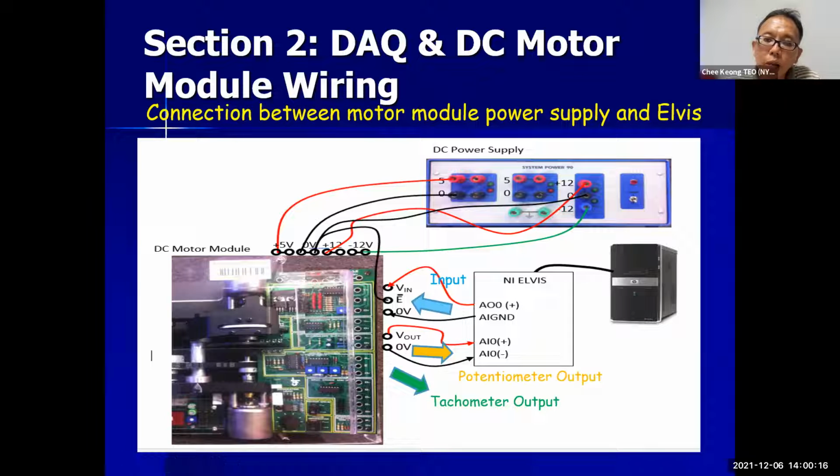Now, the overall connection between the motor module, power supply and LVs looks this way. In a nutshell, the power supply connects the plus minus supply voltage to this area here. There's also a 0 to 5 volt supply connecting to the logic inside. Then, of course, the LVs will be generating an analog signal in, and picking up an analog signal out from either the potentiometer or tachometer output. Likewise, your LVs will also be linked to your PC via USB.